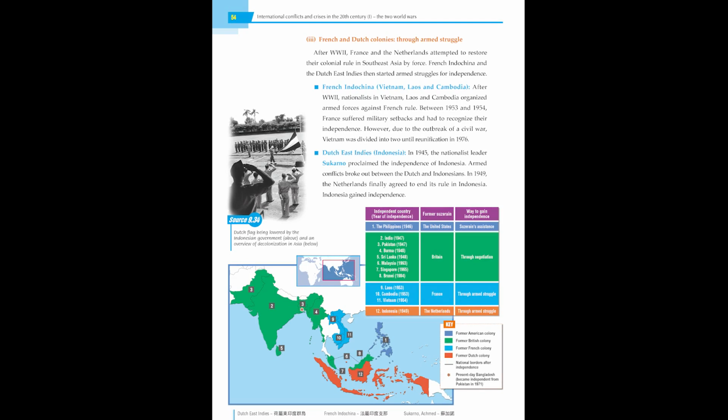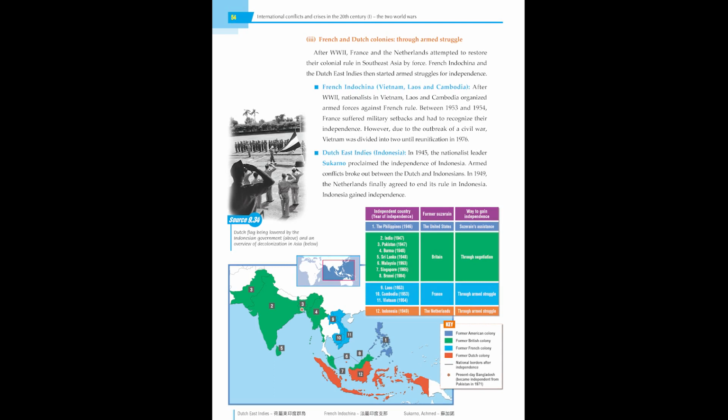French Indochina: Vietnam, Laos, and Cambodia. After the Second World War, nationalists in Vietnam, Laos, and Cambodia organized armed forces against French rule. Between 1953 and 1954, France suffered military setbacks and had to recognize their independence. However, due to the outbreak of a civil war, Vietnam was divided into 2 until reunification in 1976.